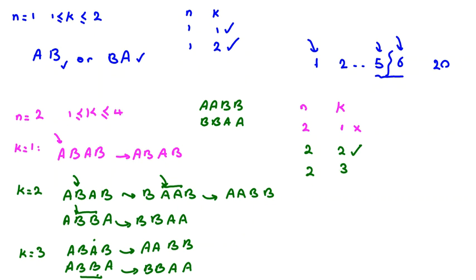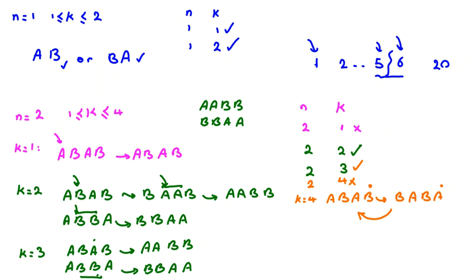If we consider K4, for K4, if you have AB and we move this one, it will be BABA. Again, if we move this one, it goes to this one again. So we understand N2, K4 is bad.